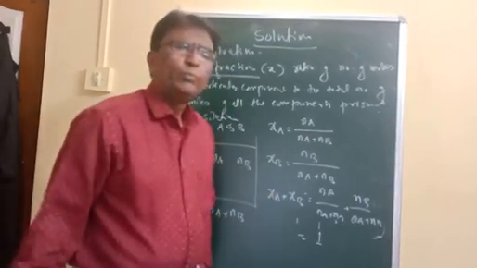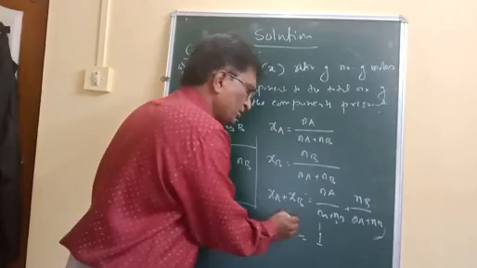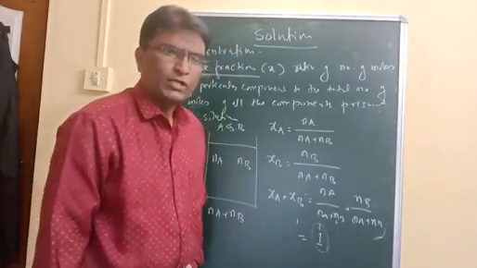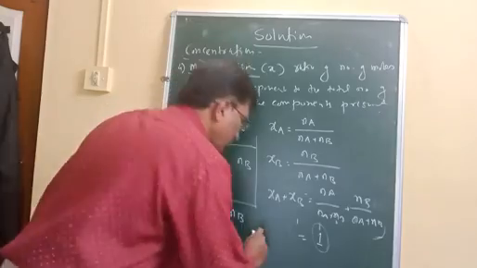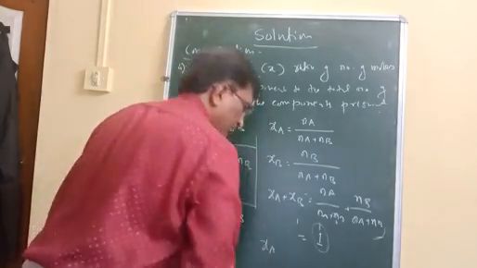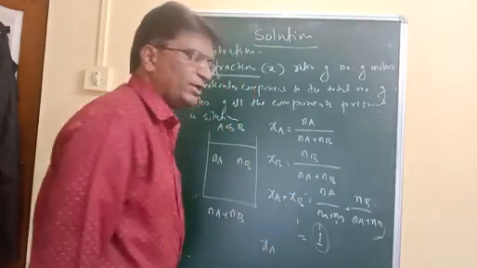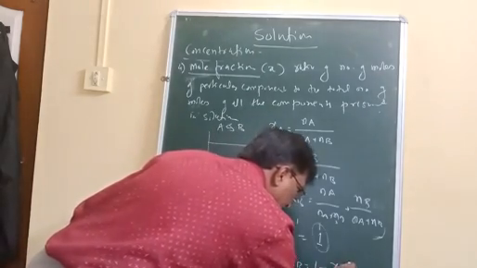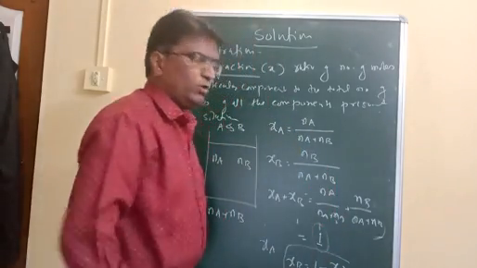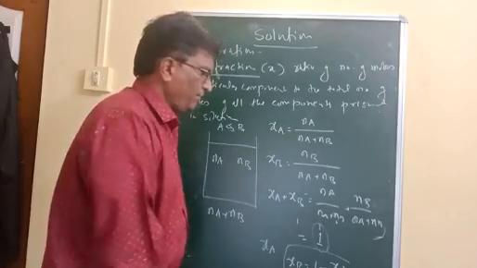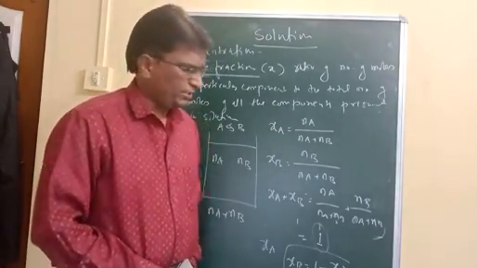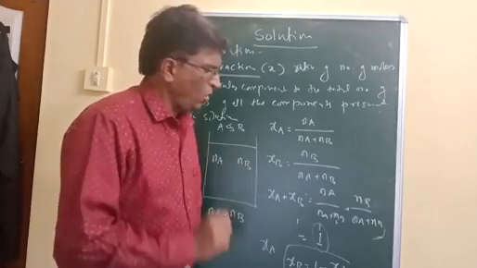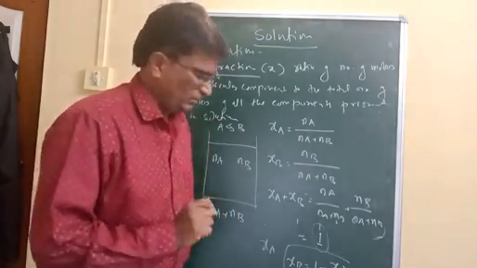What does it show? The sum of the mole fractions of all the components of a solution is always unity, always 1. Now if we know the mole fraction Xa, then the mole fraction of the other component can be calculated. How? Xb is equal to 1 minus Xa. If the mole fraction of A is known, the mole fraction of B can be calculated, or if the mole fraction of B is known, the mole fraction of A can be calculated. The sum of the mole fractions of all the components is always unity.